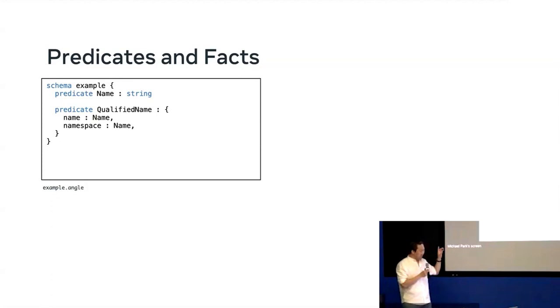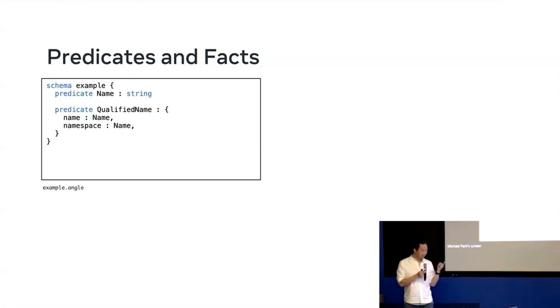Okay, so this is example.angle, and we're going to basically write a schema for this example language. So predicate name : string. That's defining a predicate called name of type string. So it's going to store a value of type string. We're going to name it name so that we can store different names in the language, and then we can retrieve it later. I'll show a specific JSON example of the data.